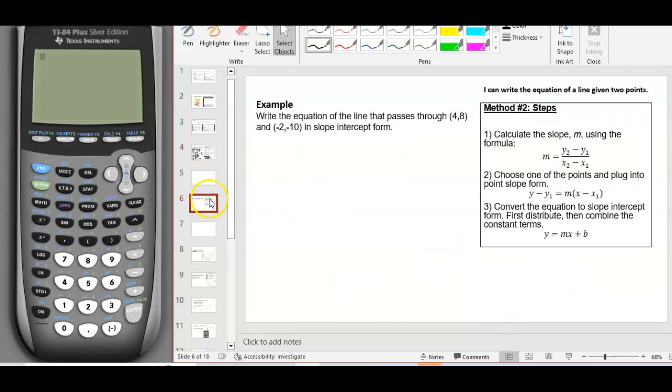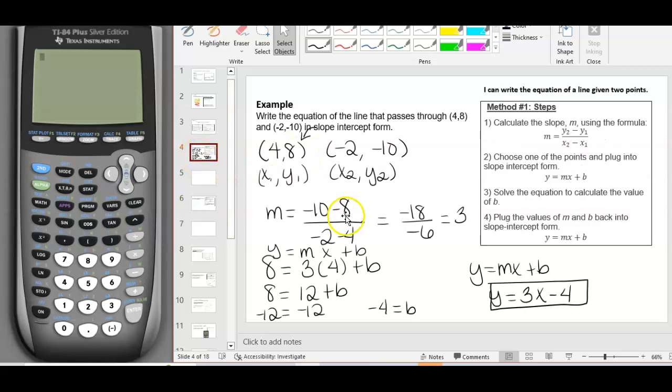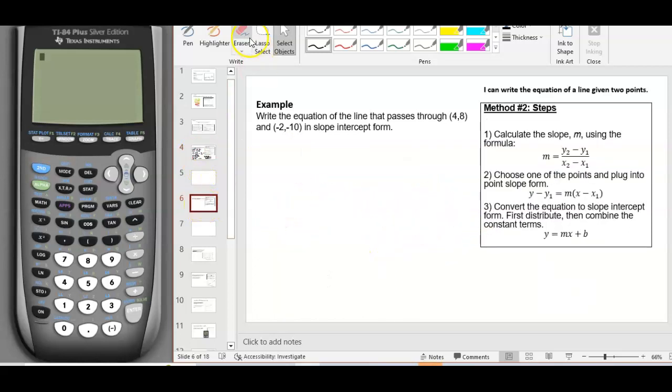So let's suppose I didn't want to use slope-intercept form and I wanted to use point-slope form. I'm going to use the value of m because the steps for calculating m are exactly the same. So I'm going to say m equals 3 from the formula, and then I'm just going to pick one of the points. I'm just going to use 4, 8 again, and I'm going to call this now x1, y1.